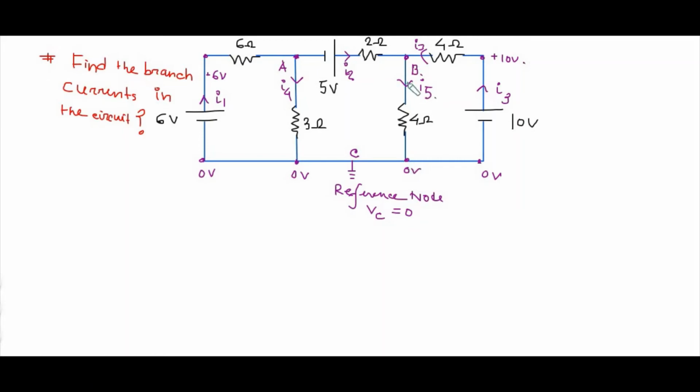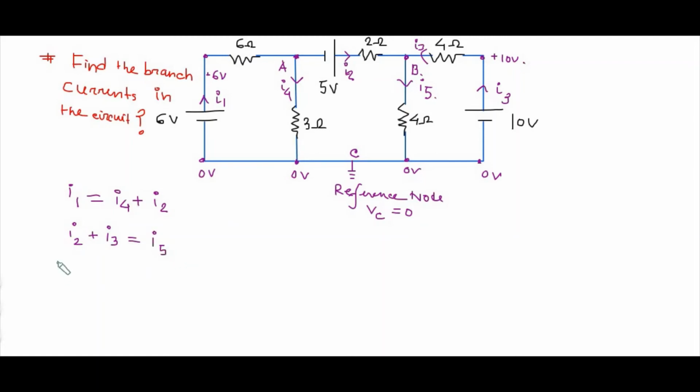As this is 0 volt, we are considering an I5 current passing from the B node to 0 volt. So here, if you write down the current law, at the A node I1 current is entering. From here it distributes into two parts, I4 and I2. At the B node, I2 and I3 currents are entering. So I2 plus I3 gives I5.